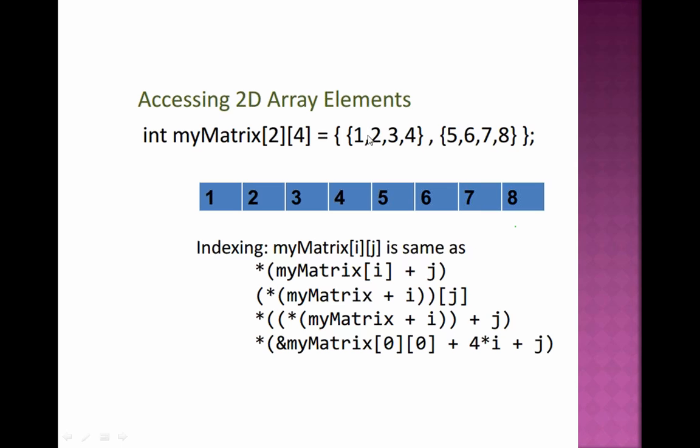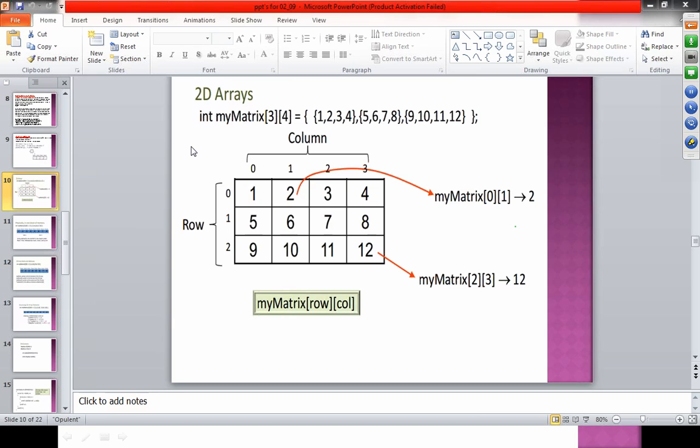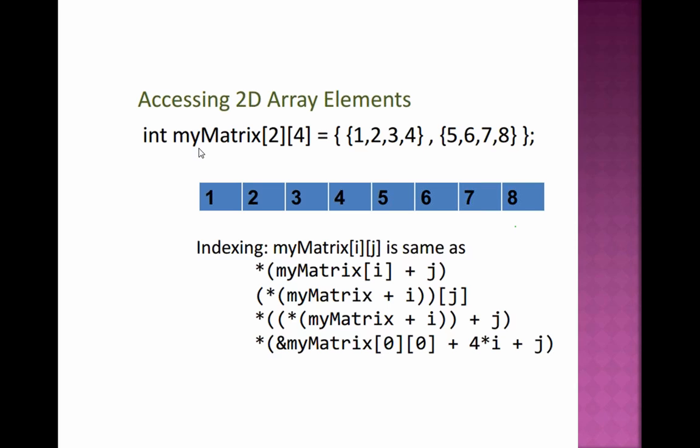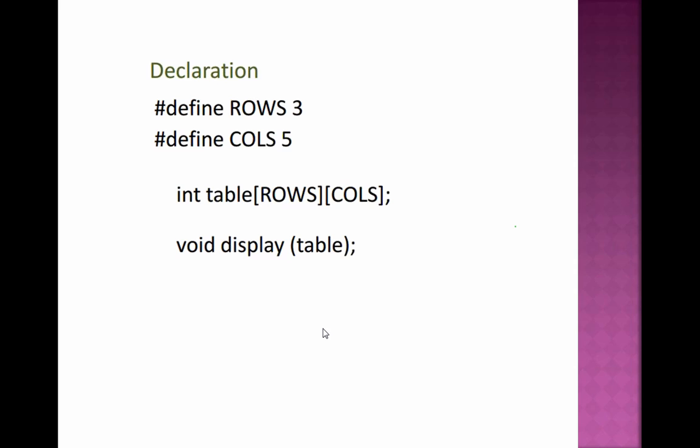Now how can we access? This is the way we can access the addresses. How can we access? This is int matrix 2 4, the same 2 rows, 4 columns, 1, 2, 3, 4, 5, 6, 7, 8. This is the way we can access. This is indexing, my matrix i j. I is the row number and j is the column number, which is the same as pointer my matrix i plus j, pointer my matrix plus i bracket close j. These are the multiple syntaxes we can use to access the array elements.